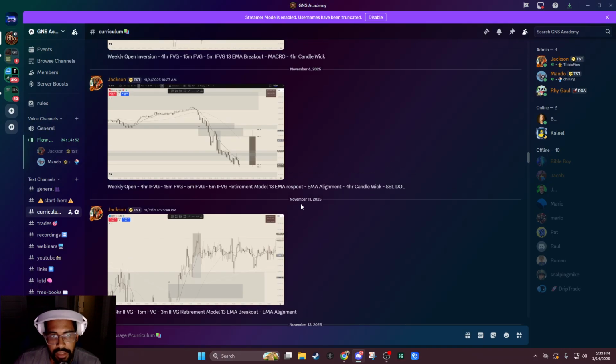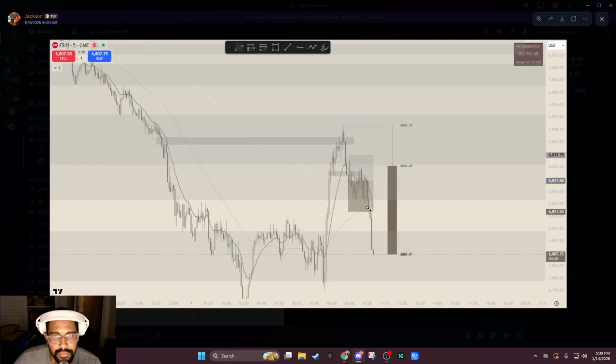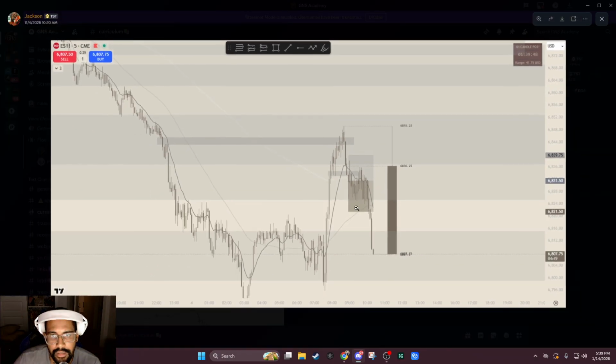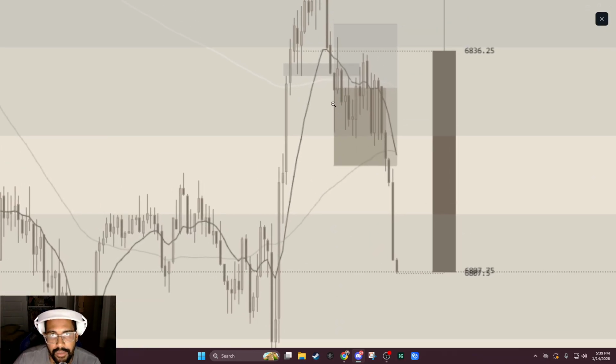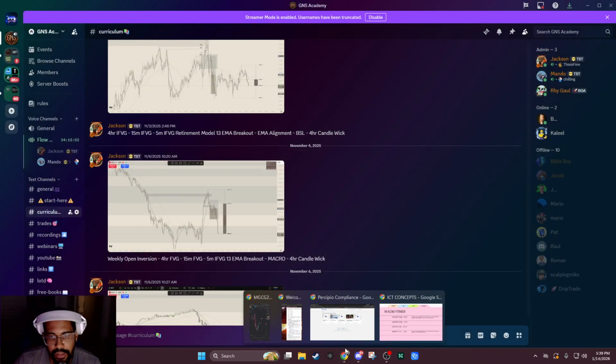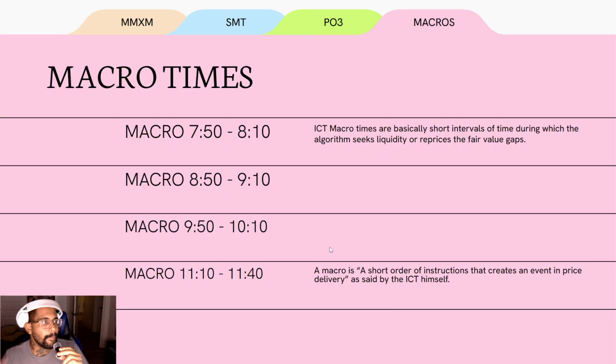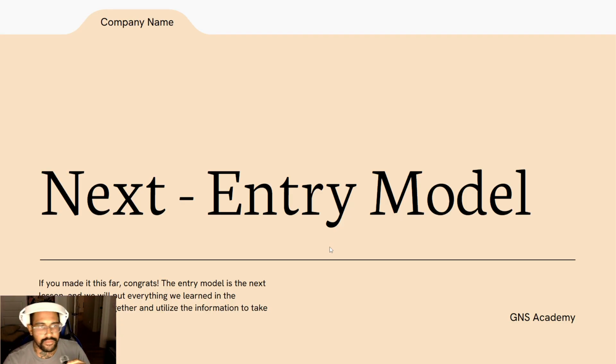Here's the thing. Another macro. We took the sells at the macro at like 9 o'clock, right on the dot, and it goes to 9:10. So here's the thing: everything that we taught here is not mandatory. Not every trade for me and for us has to have a market maker model. Not every trade that we have here at GNS Academy has to have SMT. It doesn't have to have a power of 3. It doesn't have to have a macro.